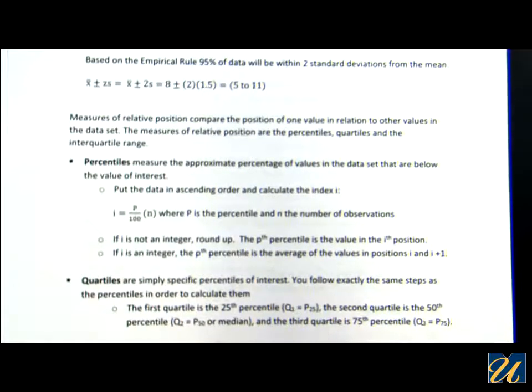Now, when it comes to measures of relative position, the measures of relative position compare the position of a single value in relation to other values in the data set. So basically, you're looking into the standing of a specific value in comparison to the other data values that you have in your data set. The measures of relative position are the percentiles, quartiles, and the interquartile range.